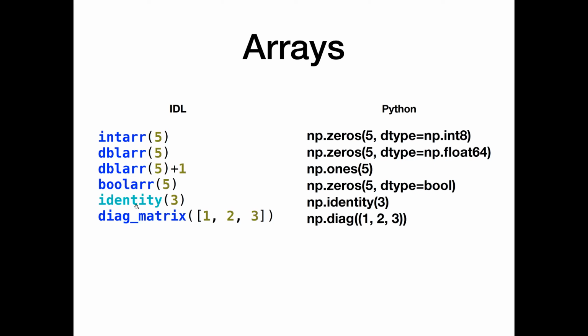And if you want to create an identity matrix in IDL, it's just identity and then the size of the matrix. So this would be a 3x3 identity matrix. And in Python, again, it's just np.identity and 3. And if you want to create a diagonal matrix, the off diagonal terms are all 0, and the diagonal terms are these. So it's 1, 2, and 3. In Python, it's just np.diag.